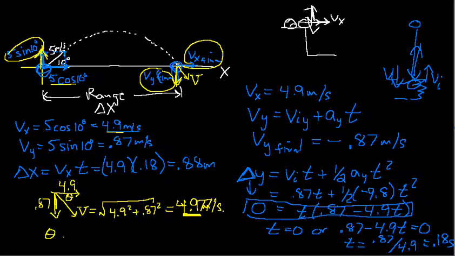What about this angle here? This angle is going to equal the inverse tangent of the opposite, which is this side, over the adjacent, which is this side. So it's 0.87 divided by 4.9. And that angle should be the inverse tangent of 0.87 divided by 4.9, that's 10 degrees. So we just proved something.